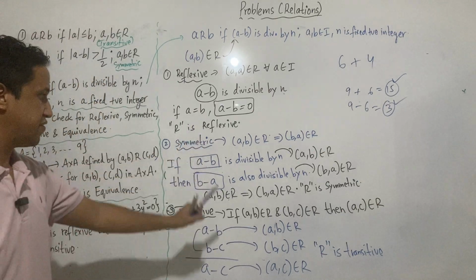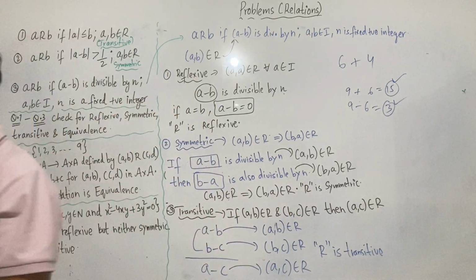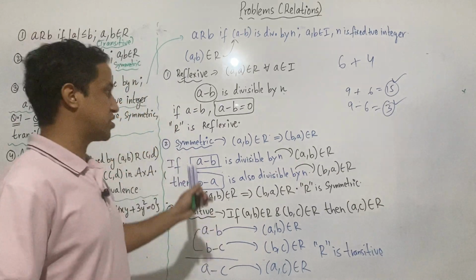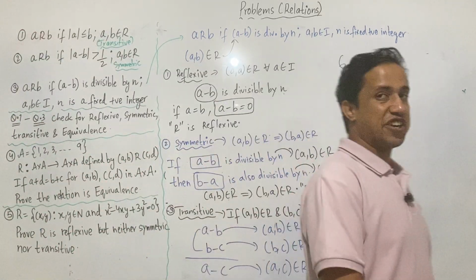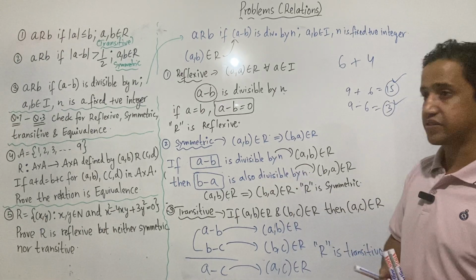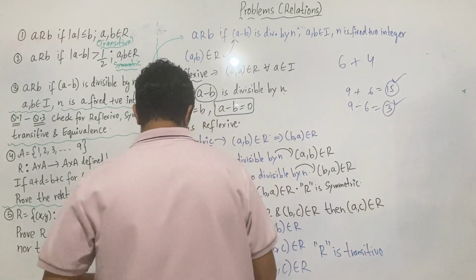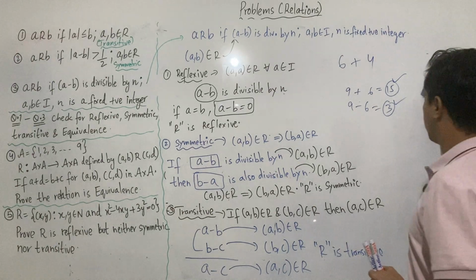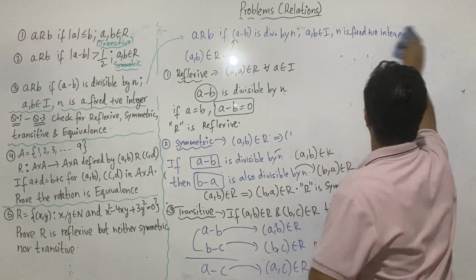Now see here, R is reflexive, R is symmetric, R is transitive, which means that relation R is an equivalence relation too. Why? Because any relation is said to be an equivalence relation if it is reflexive, symmetric, and transitive. I hope this made sense. So that's how you have to approach this problem. Now let's move to the next one.